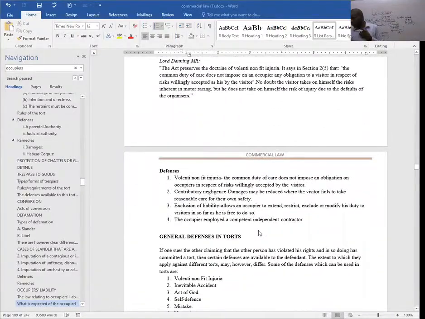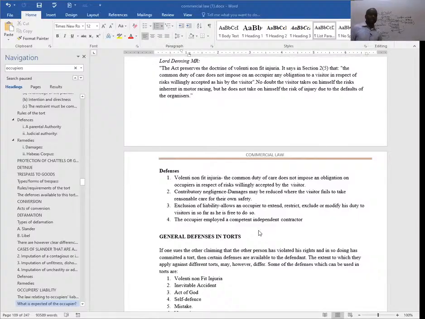So we can look at the defenses. What are the defenses under occupier's liability? Because the key thing here, as I told you, under the law of tort, is that you need to understand the tort itself, be able to explain some of its essential characteristics, and then understand the defenses an accused party can use in case he has been accused of such a tort.